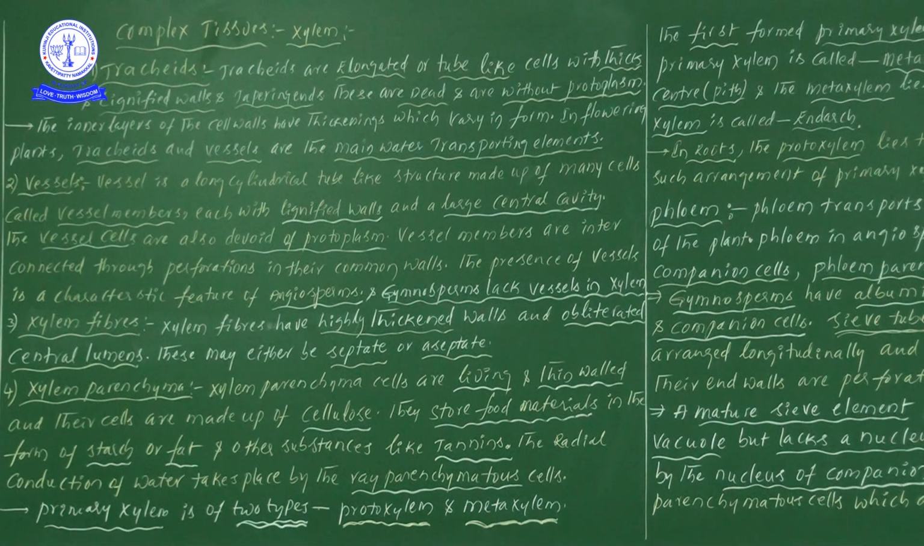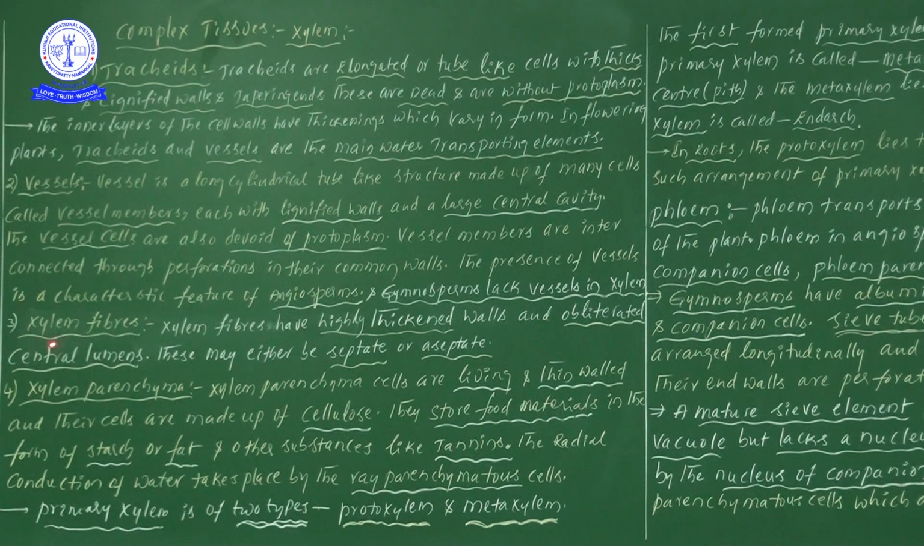Now, out of the four types, tracheids, vessels, xylem parenchyma and xylem fibers, these two we have completed. The main important point we discussed in vessels is that the presence of vessels is a characteristic feature of angiosperms, and the absence of vessels is a characteristic feature of gymnosperms. Don't forget, save it in your mind.